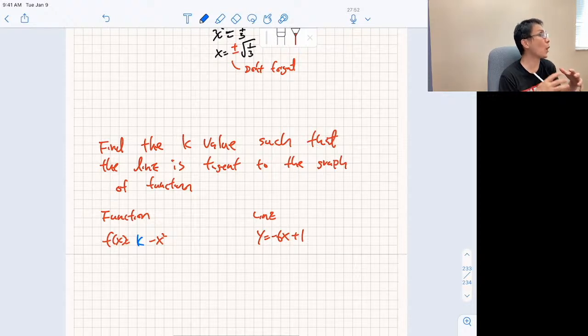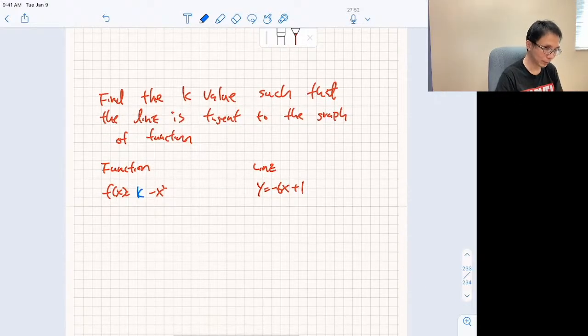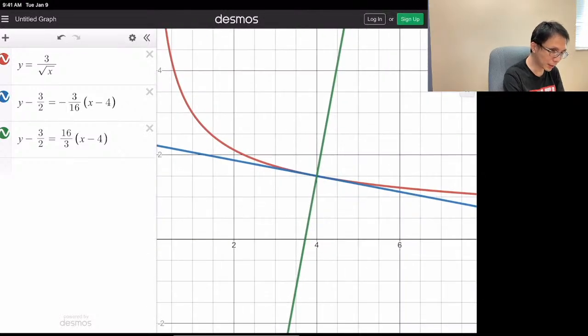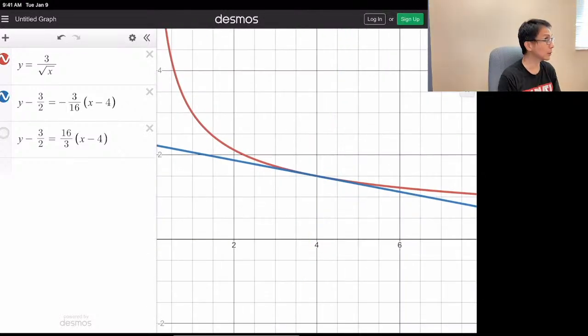Okay, so what in the world does that mean? I'm going to give you a clue. Go back and look at this image. If two things are tangent to each other, there are two things they have in common. What are those two things? x and y, the coordinate. The coordinate is going to be the same. That's the first thing. What's the second thing?